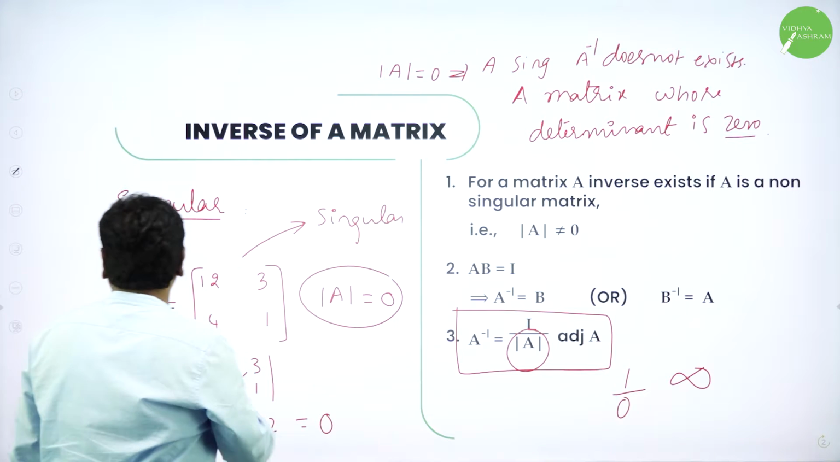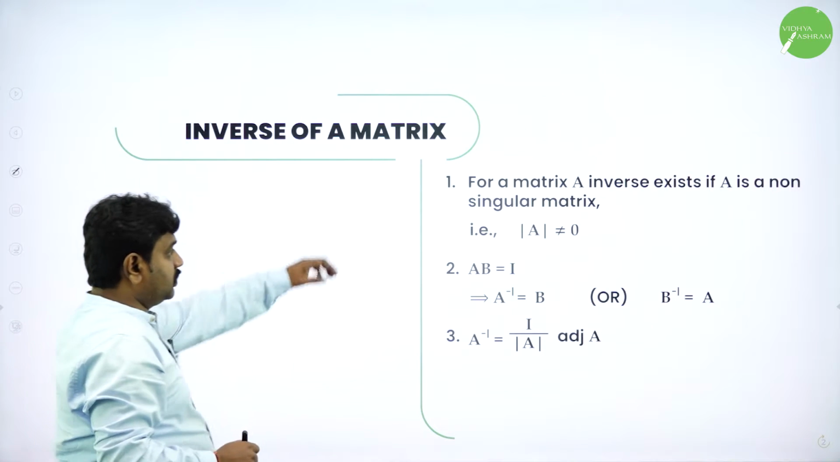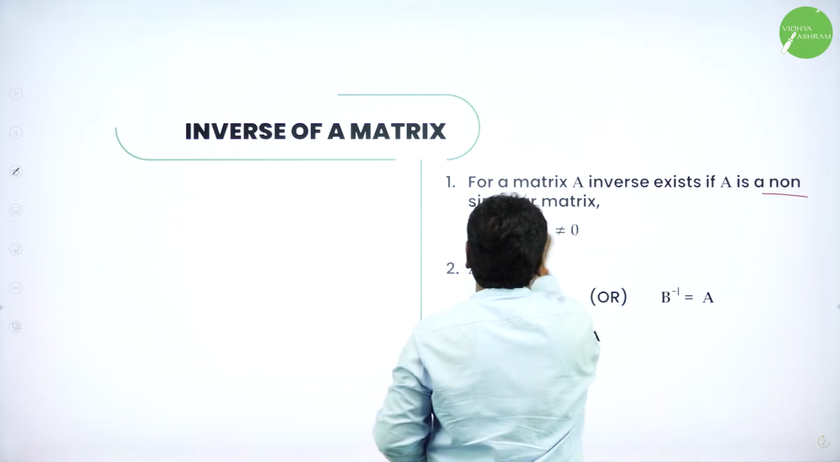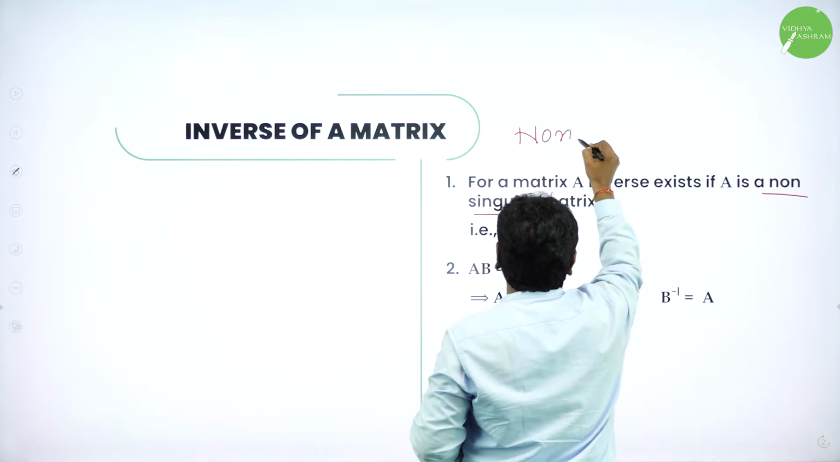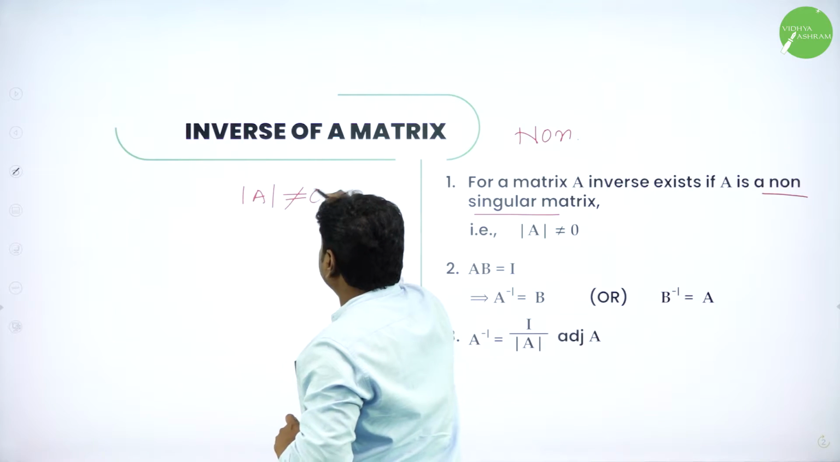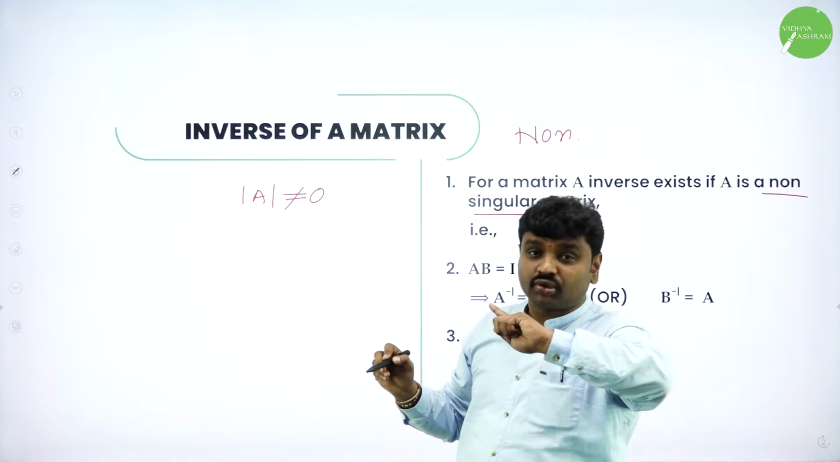Now coming to the point. Inverse exists only for non-singular matrix. Inverse exists only for what? Non-singular matrix. Which means inverse is possible if det A is not 0. Det A should not be 0.